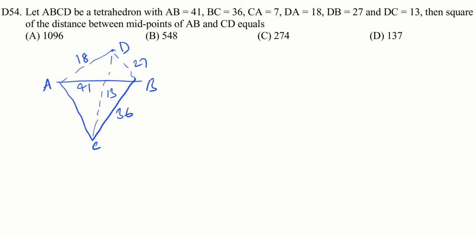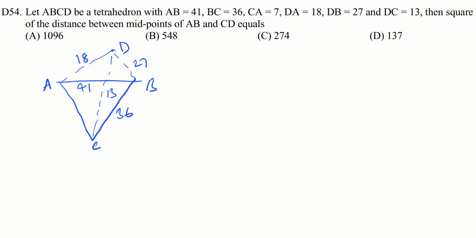Here in this problem, I just drew the diagram using the given hypothesis. You can see the given data: AB is 41, CD is 13, everything. I just wrote whatever the given data is there. And now I'm going to take the help of vector algebra in solving this problem.